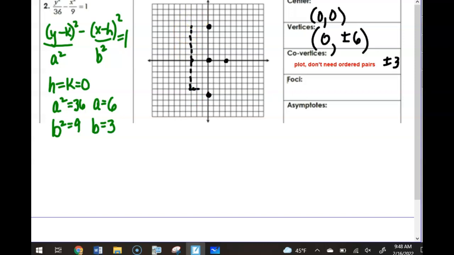I didn't do that very well. Draw your rectangle and draw the diagonals in. Okay, but where is this going to open this time again? Because the y squared was first out here, it's going to open at the top of our rectangle and the bottom of our rectangle.